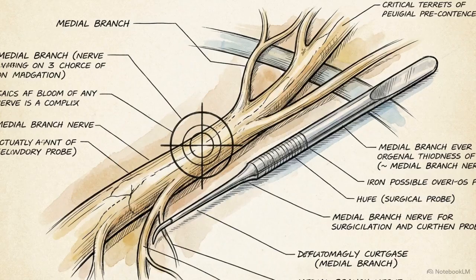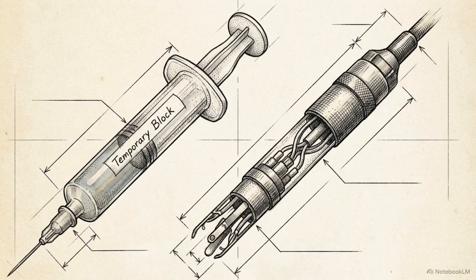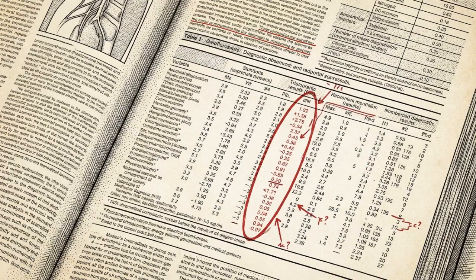Because of this highly specific neural pathway, clinicians use diagnostic medial branch blocks as a strict gatekeeper procedure. This temporary anesthetic block must be performed before any permanent nerve ablation is considered. However, these blocks carry a significant clinical flaw. The literature shows a high false positive rate for medial branch blocks, ranging from 25 to 40%.